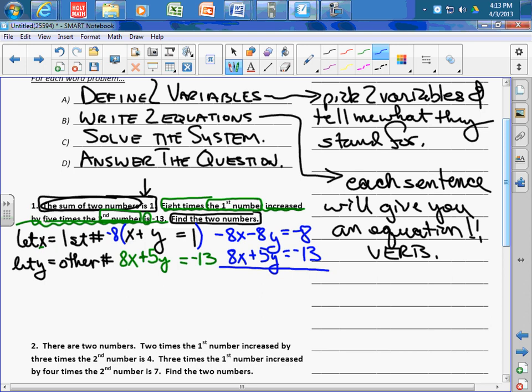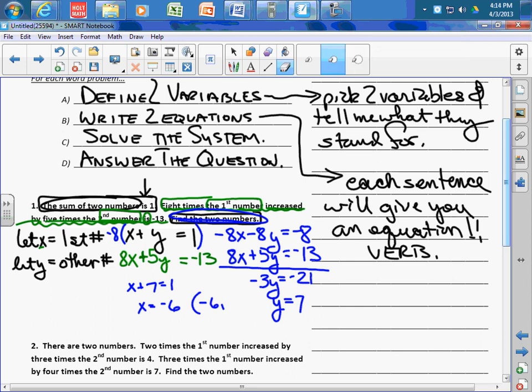We get negative 8y plus 5y is negative 3y is equal to negative 8 minus 13 is what? Negative 21. Y equals 7. Are we done? No, we have to find out what x is because it says to do what? Find the two numbers. So x plus 7 is equal to 1. Subtracting 7 from both sides, you get negative 6. So our two numbers are negative 6 and positive 7.